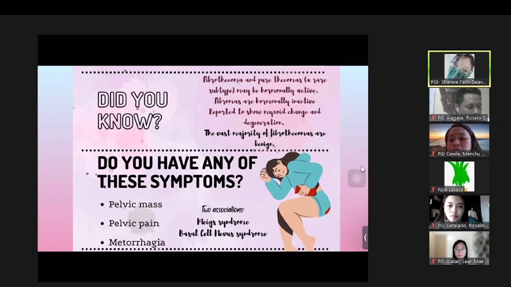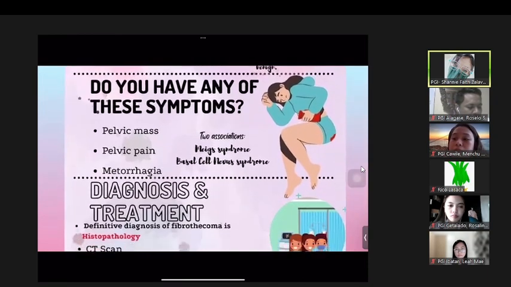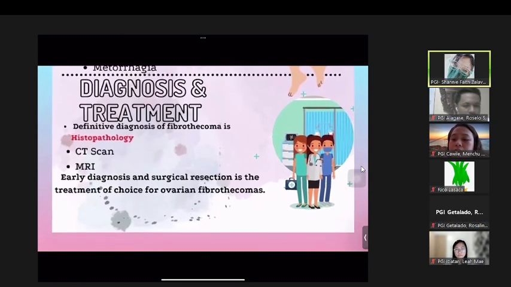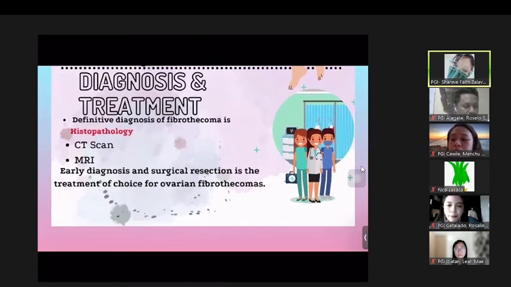So what are the diagnostics needed for fibrothecoma? Still, the definitive diagnosis of fibrothecoma is histopathology. However, imaging studies could be done, such as CT scan and MRI. On CT scan, it may appear as a homogeneous solid tumor with varying degrees of enhancement. In 79% of cases, it is a solid mass with delayed accumulation of contrast. However, in 21% of cases, the tumor is partly or mainly cystic. On MRI, it is predominantly low signal intensity on T2-weighted images. Also, scattered high signal areas may be present, representing areas of cystic degeneration with or without edema.